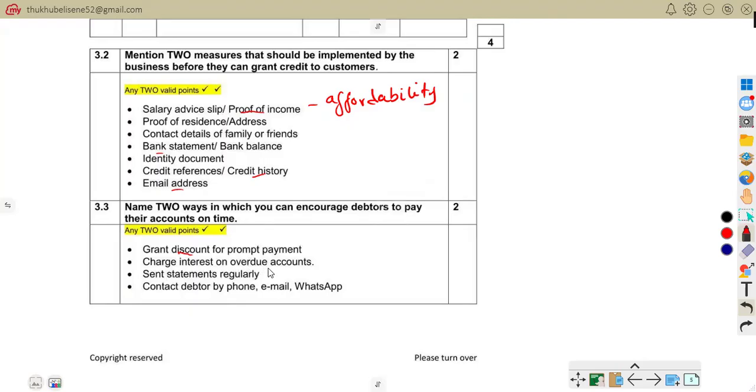Charge interest on overdue accounts. That will also make them pay on time, because they will be trying to run away from the overdue interest. Send statements regularly, reminding them that they are to pay their account. Also contact debtors by phone or email or WhatsApp. So I hope you're together on that.